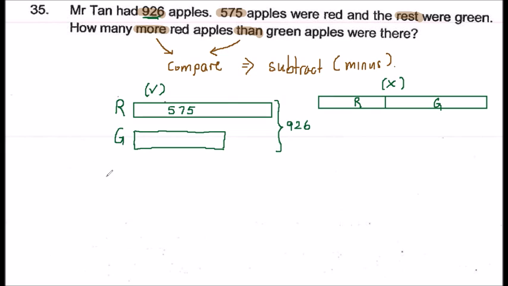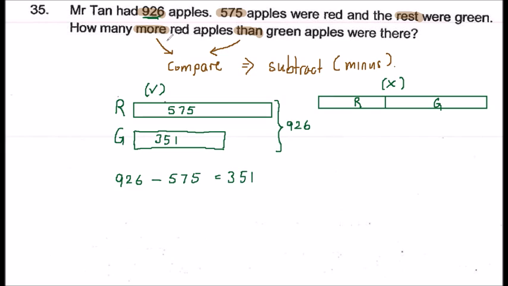So just now, Jane, you did this step. You did 926 minus 575. Of course, guys, I'm not going to show you all the working. I think now you can subtract very well already. If you cannot, it's because you did it wrongly, you are careless, so just do it again. 351. Jane, 351 is not the answer. Why? Because this 351 goes into the green.